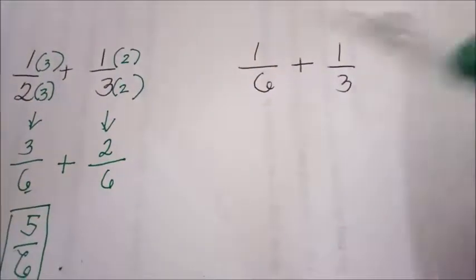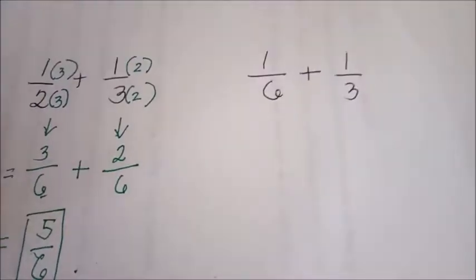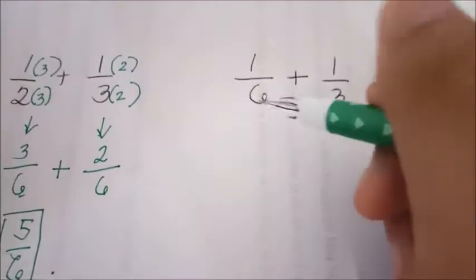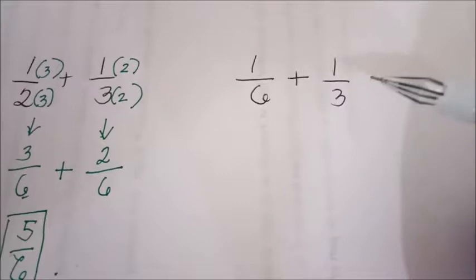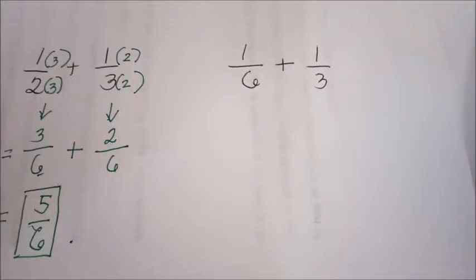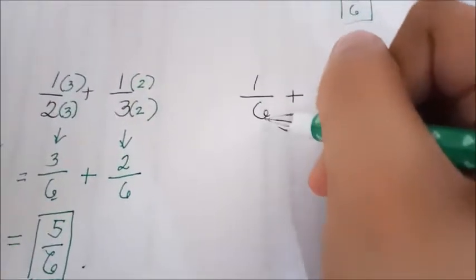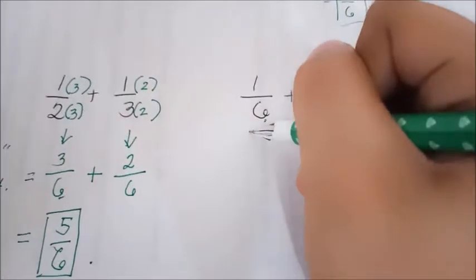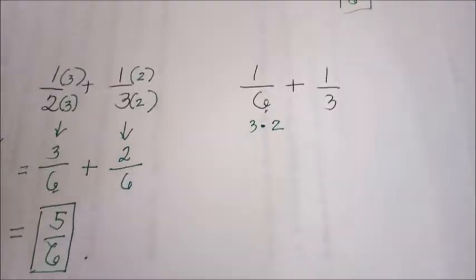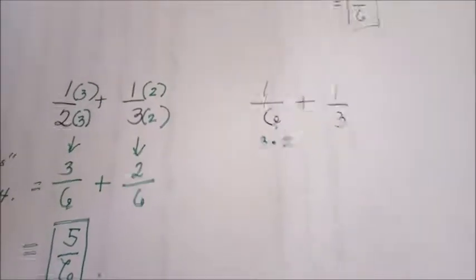6 and 3 have common factors. Unlike 2 and 3, which have no common factor, their only common factor is 1. Right? So for 6, if we apply prime factorization, what do you multiply to get 6? Aside from 6 times 1, you multiply 3 times 2. Okay?